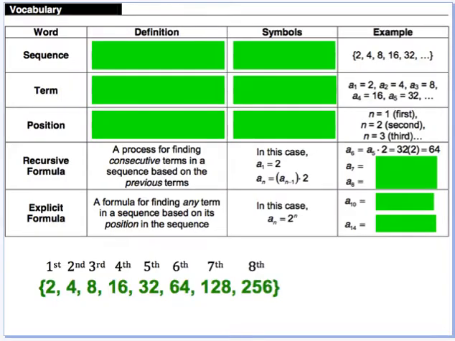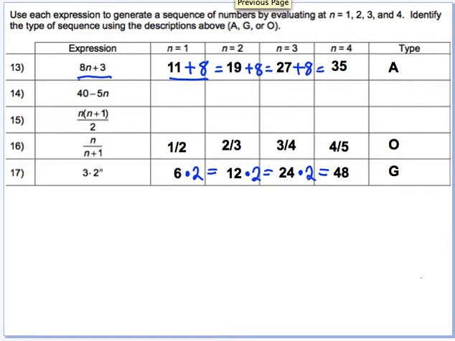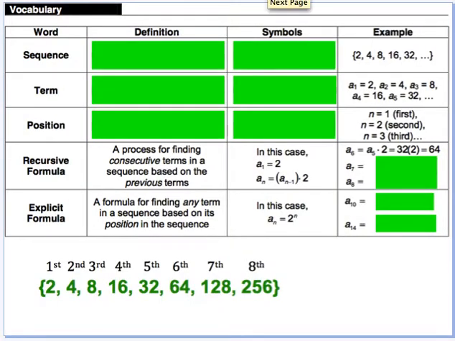All right, sorry. Real quick, I want you to do the other two problems on your own. See if you can figure out what these answers are, and then figure out what type of pattern it is.